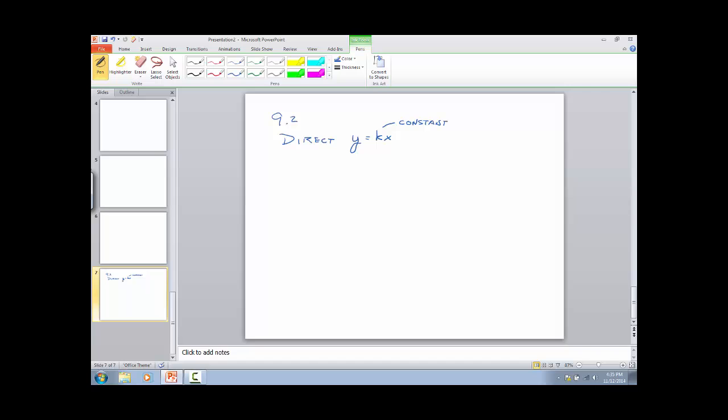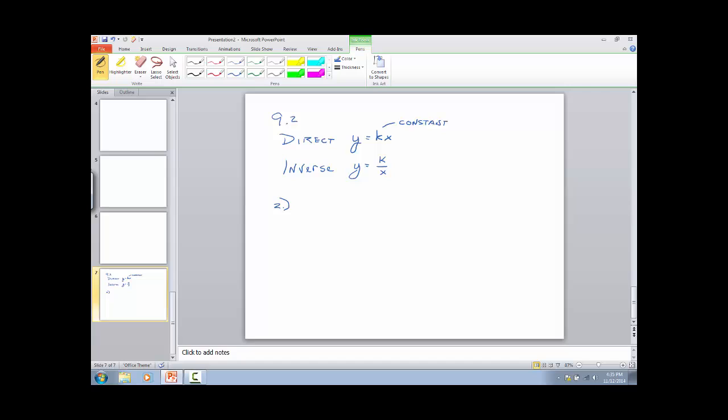Now let's take a look at inverse. The equation for that is y equals k over x. Again, k is the constant, but notice that this time x is in the denominator. So as y increases, x will decrease. They are opposite each other. All right. Now that we've swallowed that, let's take a look at number 2.